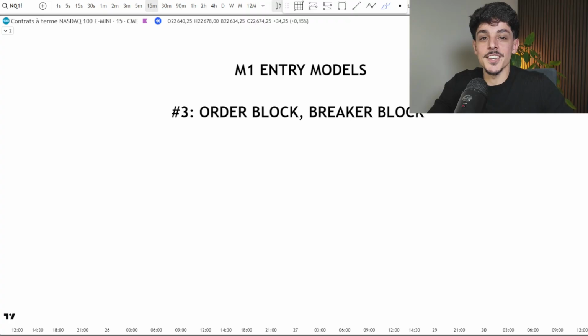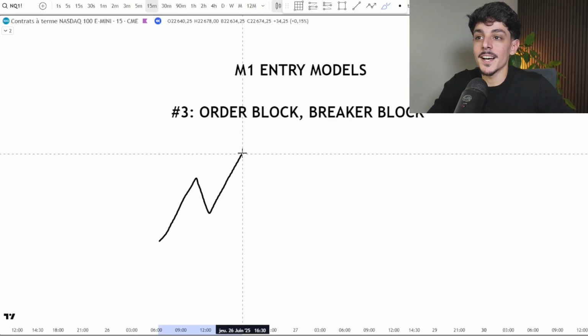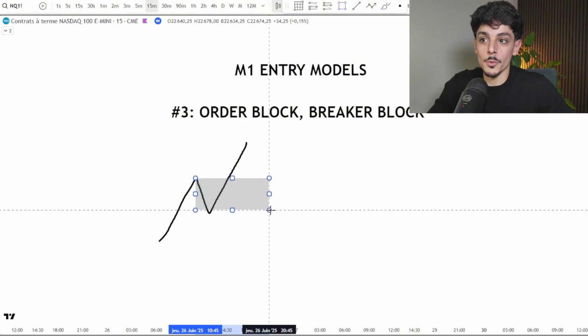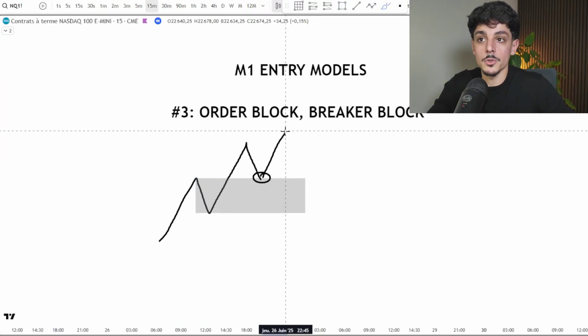An order block is just a normal break of structure. So you have a high, a low, and a higher high. And as soon as you have this, you take the last down move before we broke structure to the upside, and this zone right here should act as support in order to create a new high.